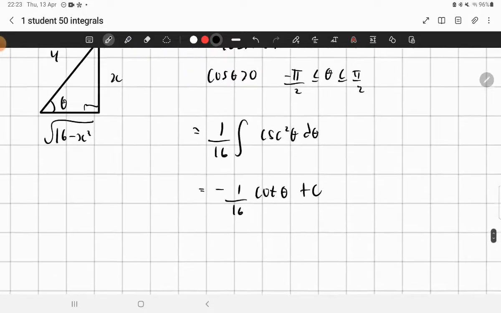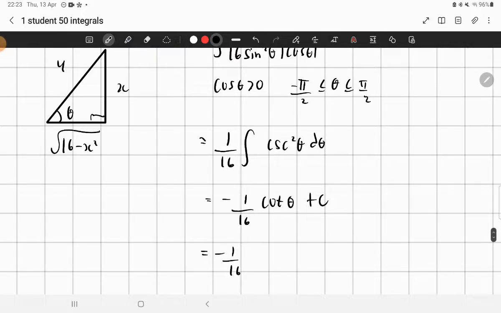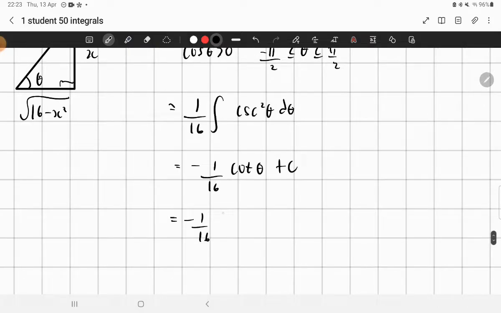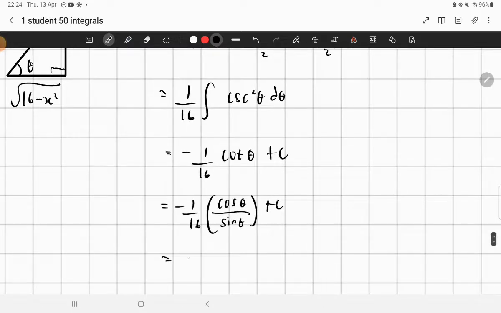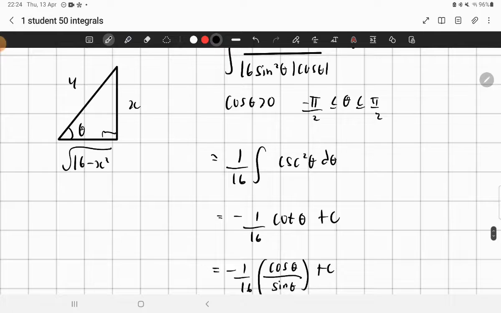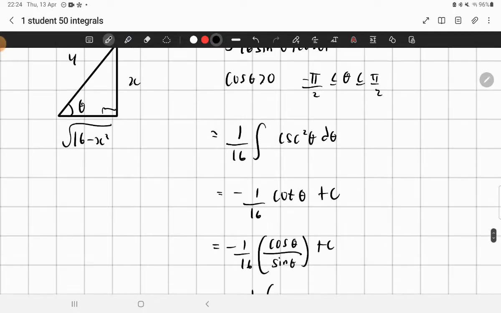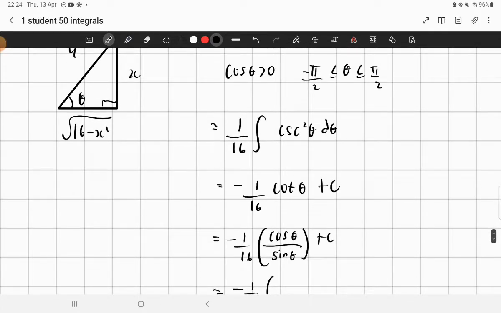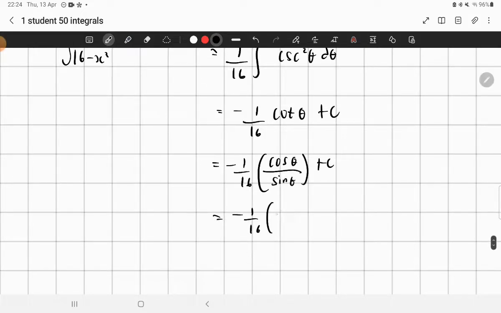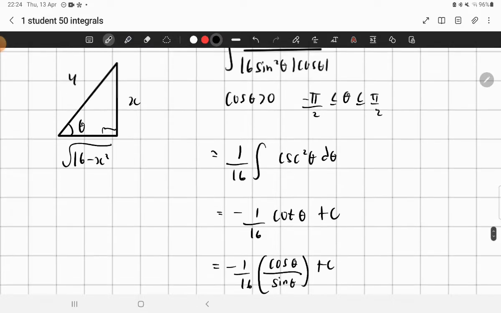By referring to this, for those who don't remember the acronym for cotangent theta, you could just express cotangent theta as cosine theta over sine theta. You could see that cosine theta will be adjacent over hypotenuse, and sine theta will be opposite over hypotenuse. So essentially, it will be the square root of 16 minus x squared over x, plus c. So that will be your answer.